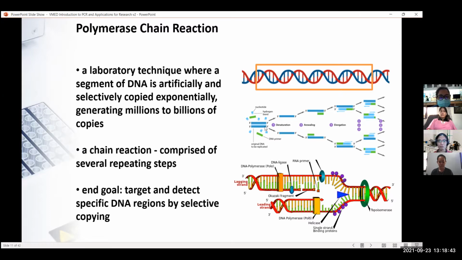So the purpose of that is to generate millions to billions of copies in order to know if that segment is present. So for example, you have one copy, then after one cycle it becomes two. After another cycle you have 4 copies, another cycle you have 8, 16, 32, until you have millions to billions of copies. So as mentioned, it's a chain reaction comprised of several repeating steps, which we will look into later. So the end goal is to target and detect specific DNA regions by selectively copying them.